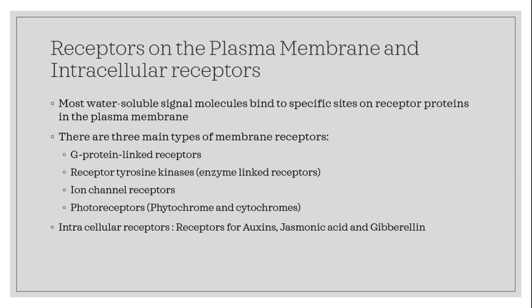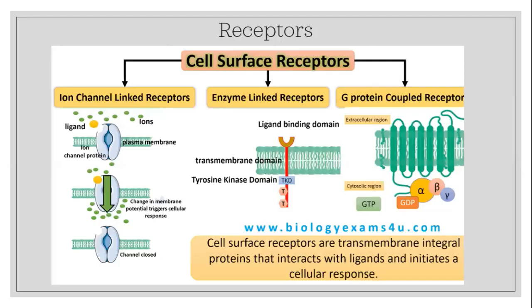And inside the cell, intracellular receptors, we'll have several receptors which can bind to molecules such as auxins, jasmonic acid, and gibberellin. We'll see one by one what are these three types of receptors on membrane, and we will also briefly talk about the intracellular receptor. These receptors on the cell, you can see these are the three main surface receptors: ion channel linked receptors, enzyme linked receptors, and G protein linked receptors.